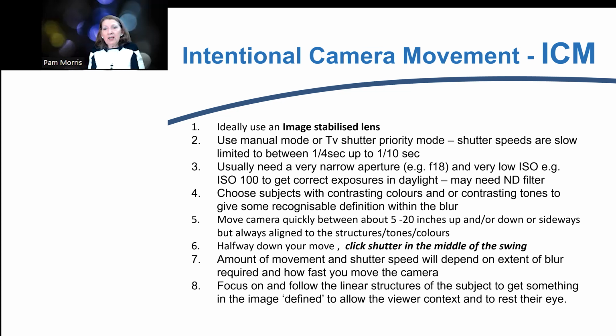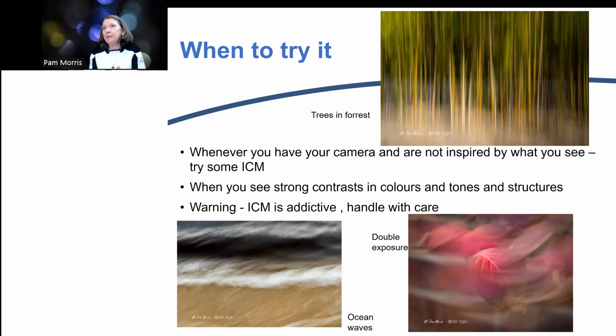Because at the end of the day, if someone sees a blurry image, they think, oh, you just moved the camera, you didn't keep the camera still, didn't have a fast enough shutter speed. Whereas if there's something in there sharp, it gives the viewer an idea that this is a deliberate artistic effect that you're trying to do, and it allows them to rest their eye on something.